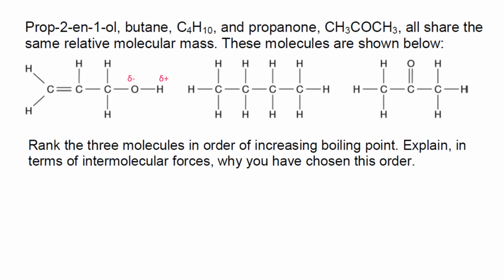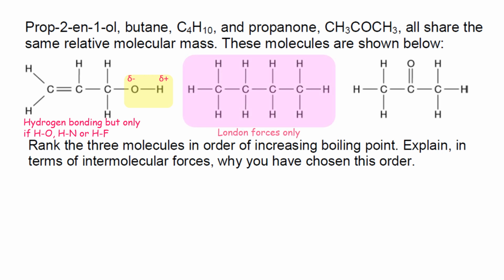If we go to the prop-2-n-1-ol molecule, you can see there's an OH bond, which is polar. I've put the dipoles in so you can see them. So this would exhibit hydrogen bonding, but only because it's got an oxygen and it's bonded to a hydrogen. In butane, there's no such polar bonds, so therefore there's only London forces in place. In propanone, you've got a polar bond, so that means it's a permanent dipole-dipole attraction this time.